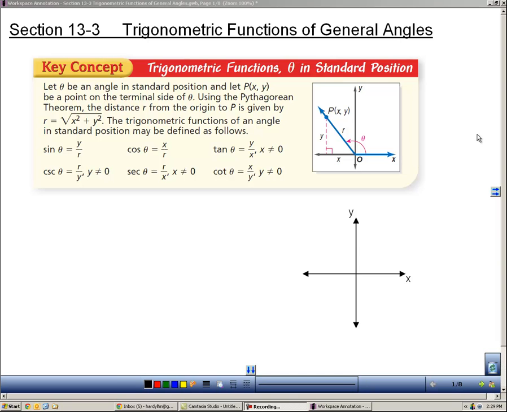Section 13.3 is about trigonometric functions of general angles. We're going to look at angles of any size, and we're going to be able to find sine, cosine, and tangent by putting the angles in standard form. So here you see a picture of what we're talking about.